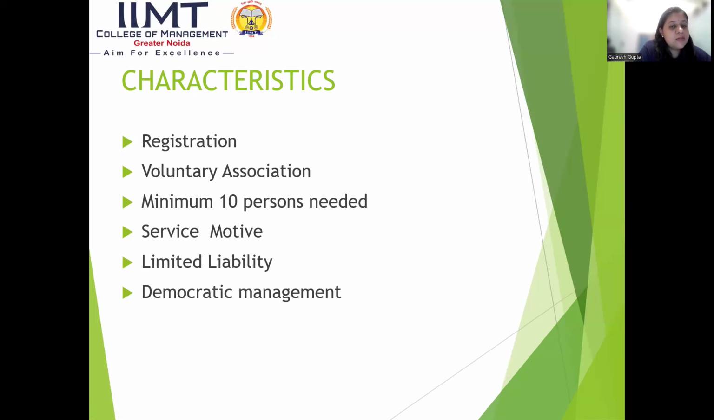Next point, minimum 10 members needed. To form a cooperative society, a minimum of 10 members is required. Next point, service motive. Society is formed with the motive of providing mutual help to the members. Next point, limited liability. The liability of all the members is limited.